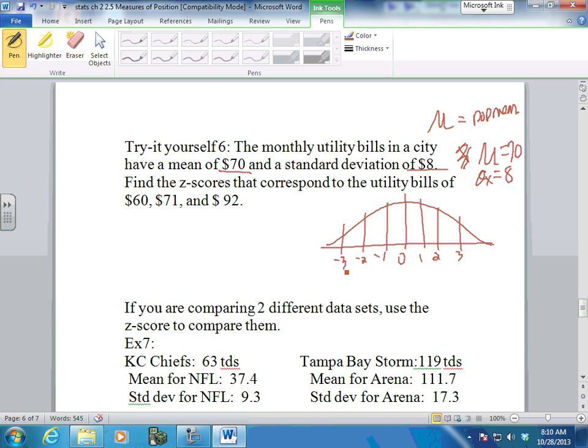Here's your mean, right here, 70. Here's 78, 86, 94. Then go the opposite way, 62, 54, 46. So, keep your scores up there. Keep them on your chart. Everybody see what I'm doing? Take the mean, put it in the middle, do your standard deviations up and down.